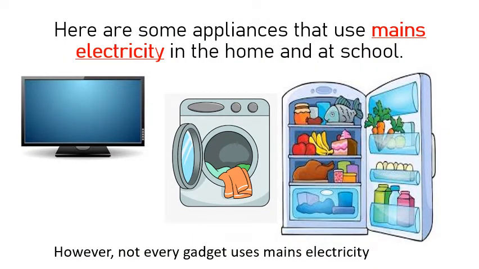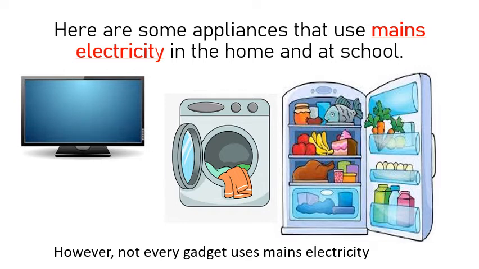Now, here are some of the appliances that may use mains electricity in the home or at school. We have television, the washing machine, and the fridge. There are so many others, and I think you can give me some more.